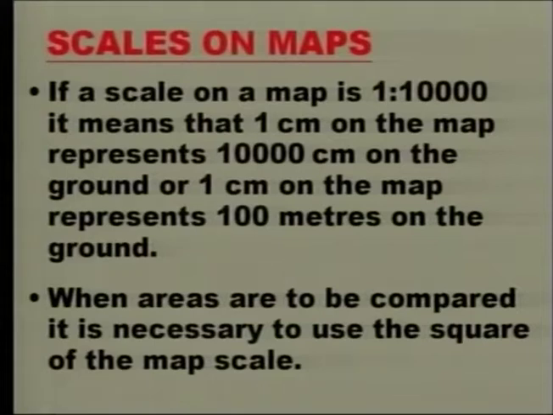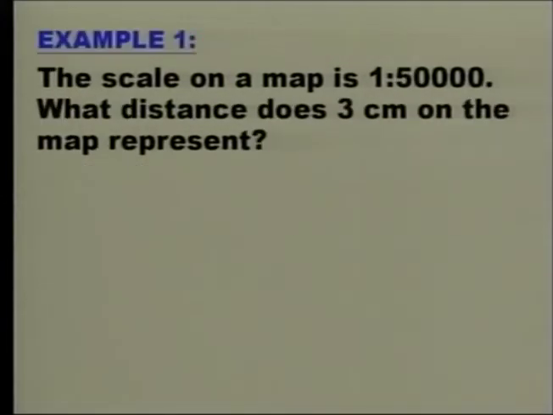There's another note there. When areas are to be compared, it is necessary to use the square of the scale of the map, because the scale is actually the scale of the distance, not the area. So you have to square it, just like what we've been doing, to calculate for area. I've got an example there.